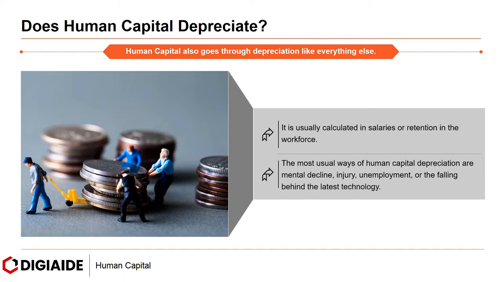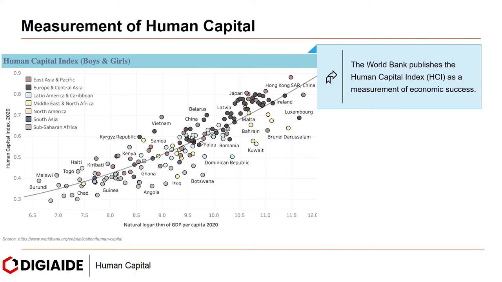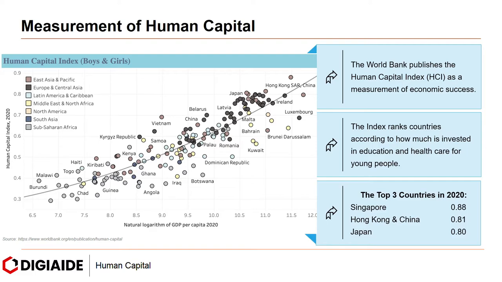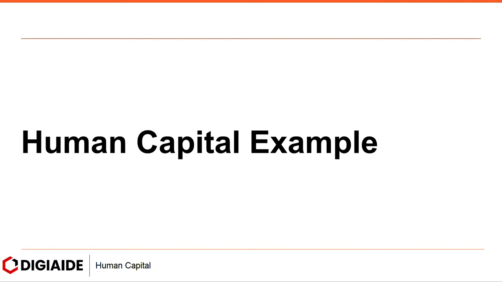Moving on to the measurement of human capital. The World Bank publishes the Human Capital Index as a measurement of economic success. The index rates countries according to how much is invested in education and healthcare for young people. The top three countries in the 2020 index were Singapore with a score of 0.88, Hong Kong and China 0.81, and Japan at 0.8.